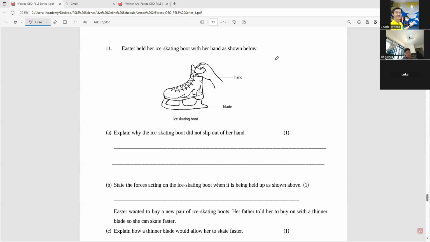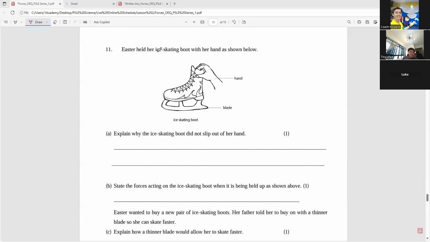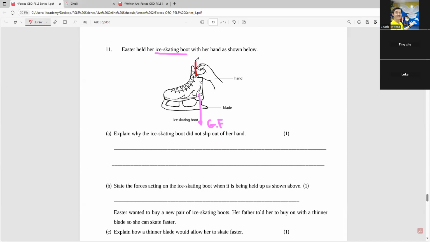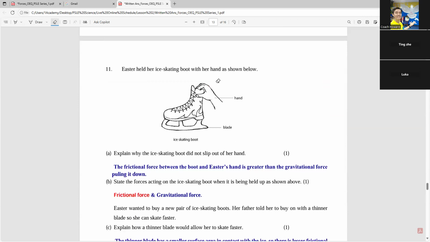Okay, let's see this question. This ice skating boot is being held with a hand. Explain why the ice skating boot did not slip. So you know there's a force that acts downwards, right? So you indicate this first, and that is actually the gravitational force. And then at the hand here, there's another force between the finger and the boot. So this is the frictional force between her hand and the surface of the ice skating boot. So this is how we explain.